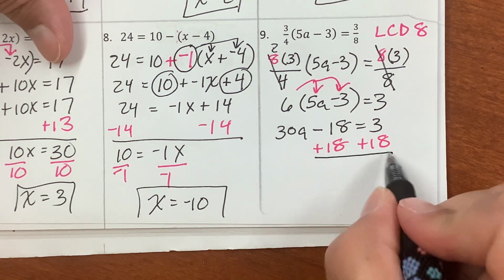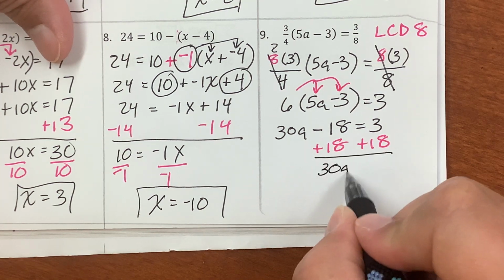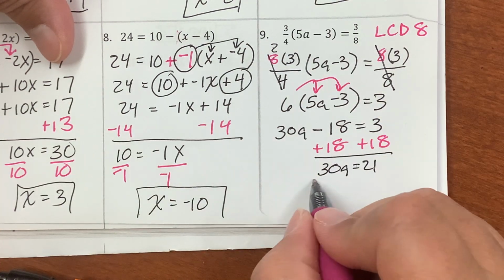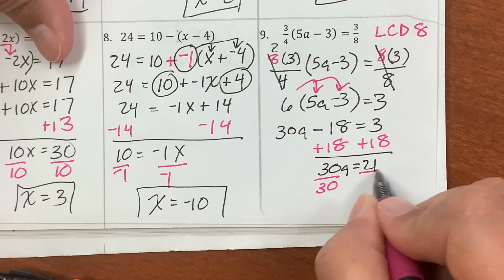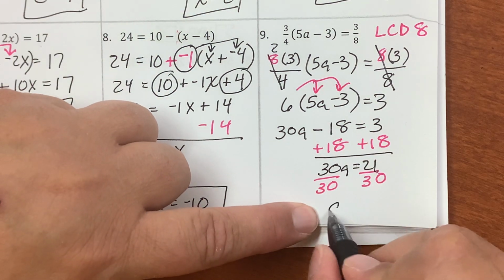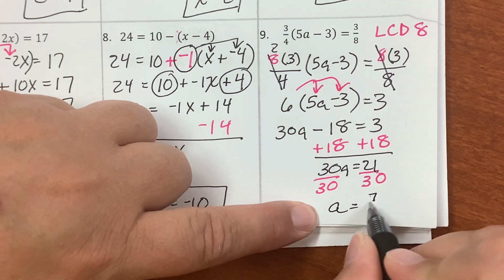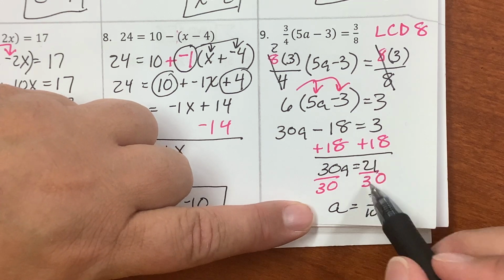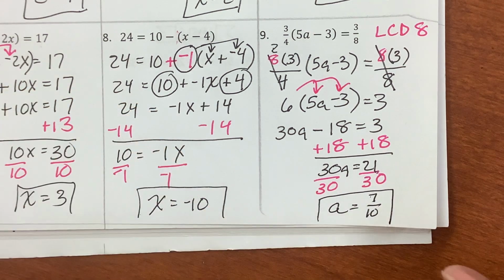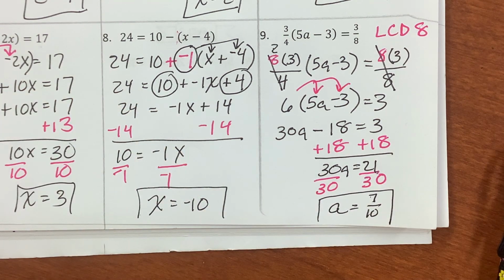Kind of getting squishy here, but 30a equals 21. Divide both sides by 30. And I'm going to get a fraction 7/10. A equals 7 over 10, because 21 over 30 reduces to 7 over 10. If you got the decimal 0.7, that's the same answer. Okay, well done. Work hard. I'll talk to you soon.